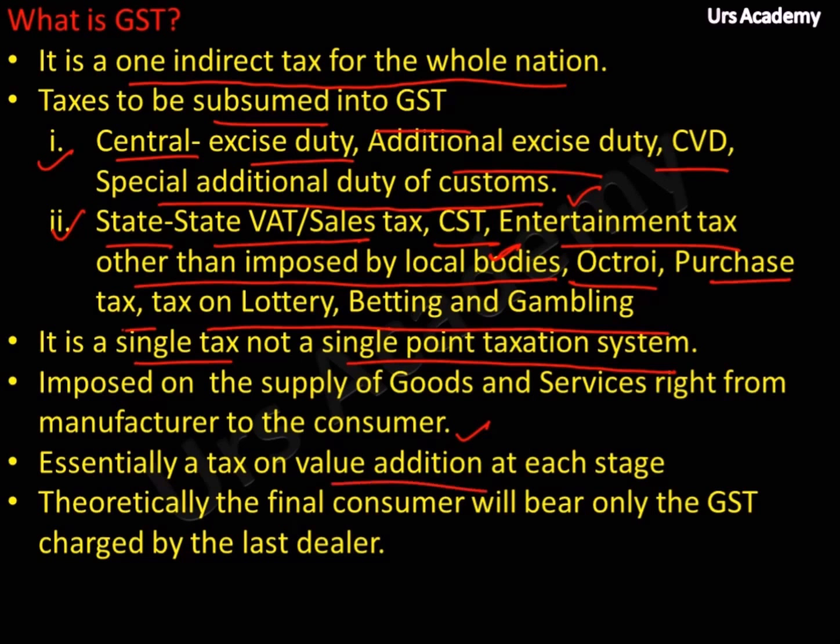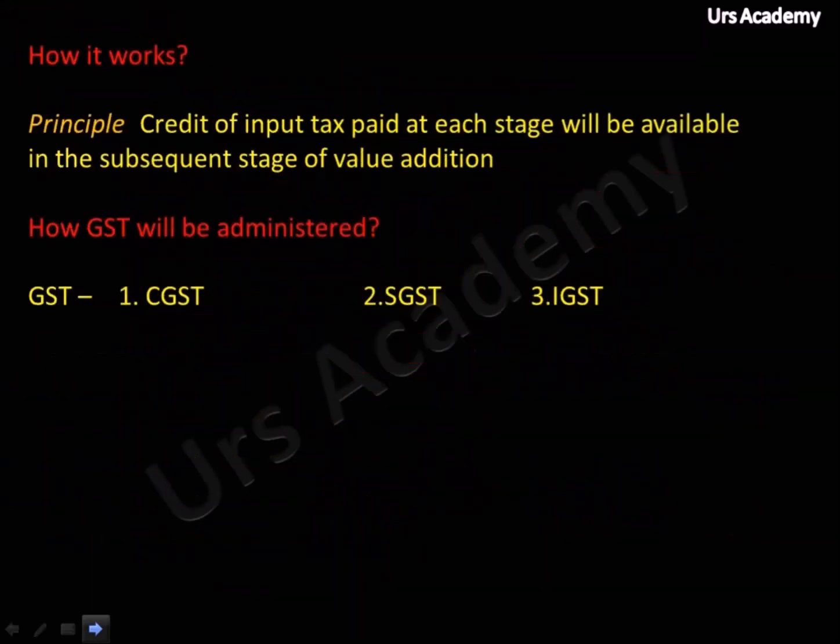Essentially, it is a tax on value addition at each stage. Theoretically, the final consumer will bear only the GST charged by the last dealer. Theoretically we say it, but practically it is different, that it is the final consumer who will pay the whole of this taxation burden. We'll understand it in the diagram that I will show you on the next page.